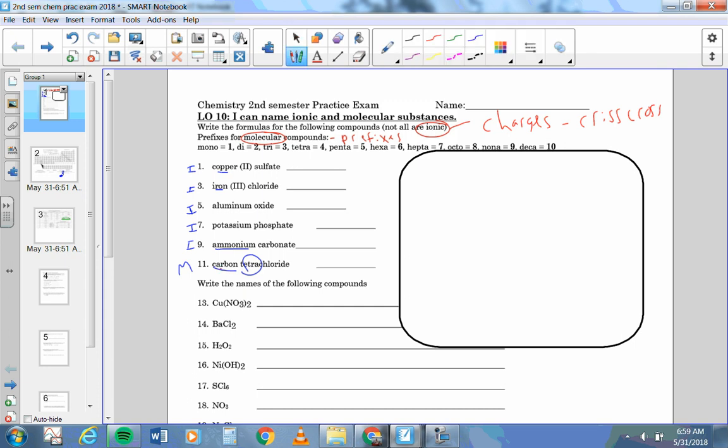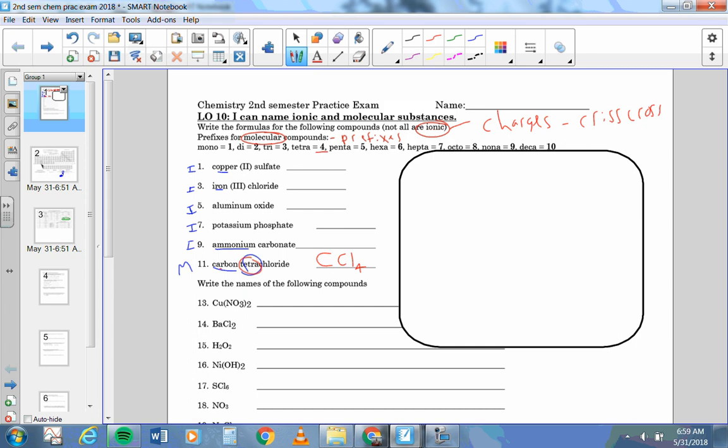Carbon tetrachloride. There's no crisscross, there's no charges. It's simply saying that there's one carbon. They don't tell me one, but it's implied. And chlorine has a tetra. We'll find tetra, it's a 4. CCl4. All the rest of these are ionics. All the rest of these I have to crisscross the charges, oxidation numbers, to make sure that I have the right number of each one.